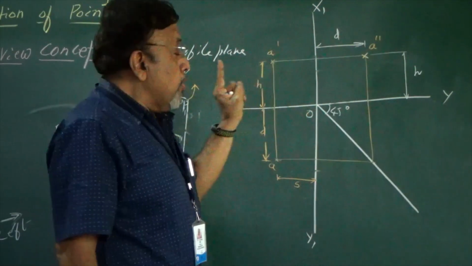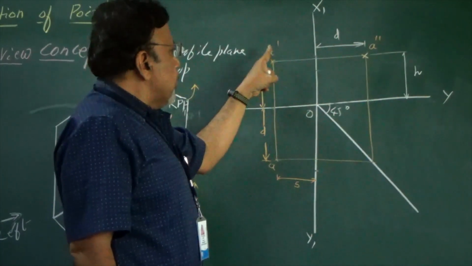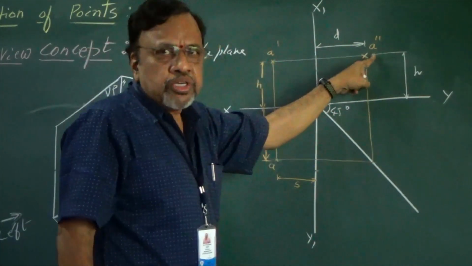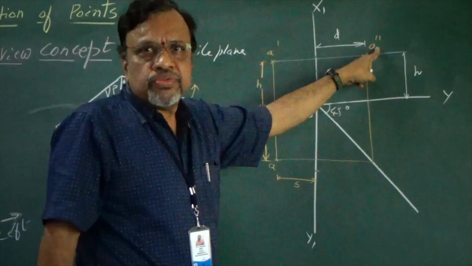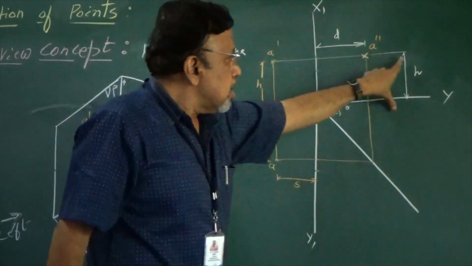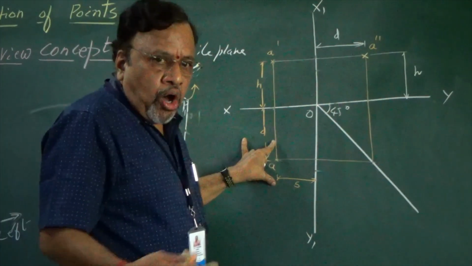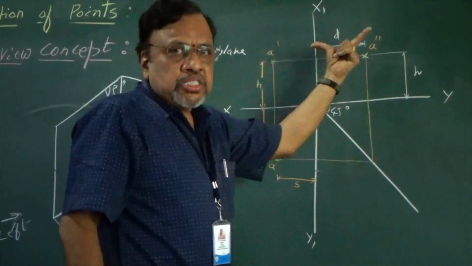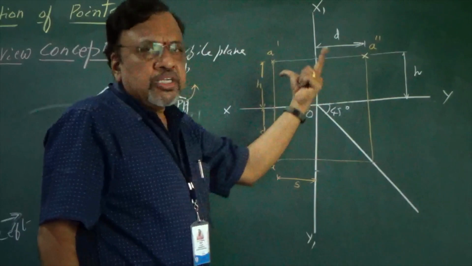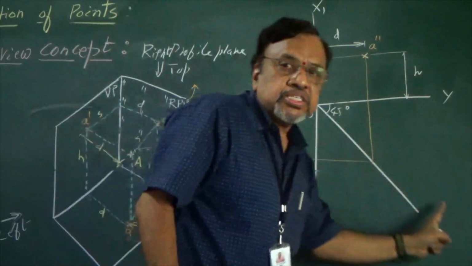Always remember that wherever you have the front view, in line with that I will get the side view. That is, the h distance I got. And wherever you have the top view, now I need to transfer this d distance. To transfer this d distance, I will consider this 45 degrees line.